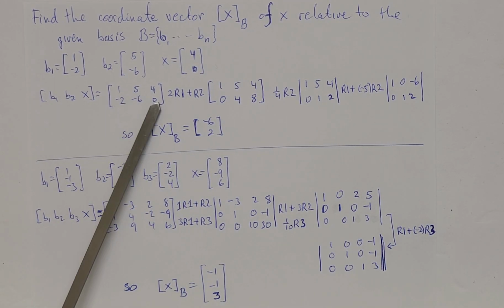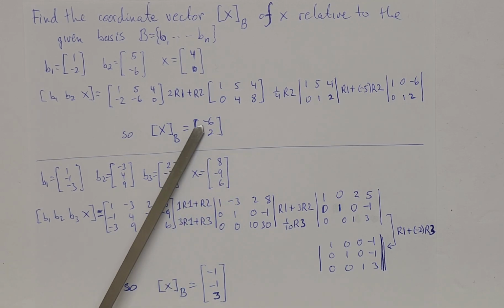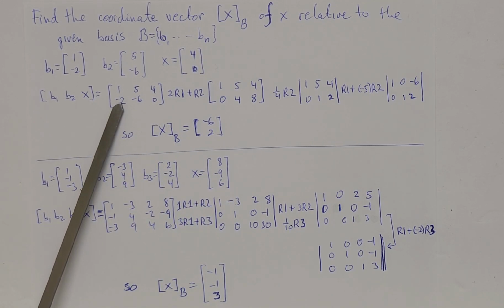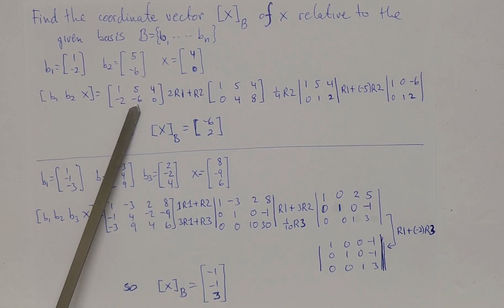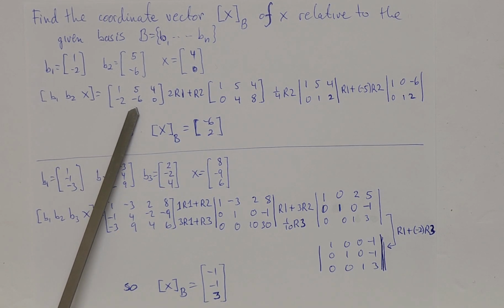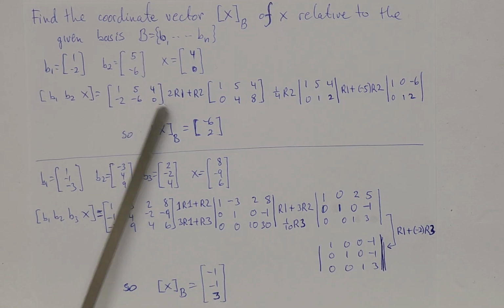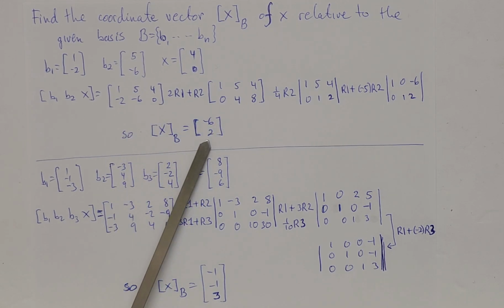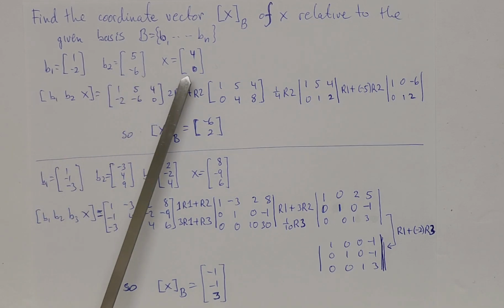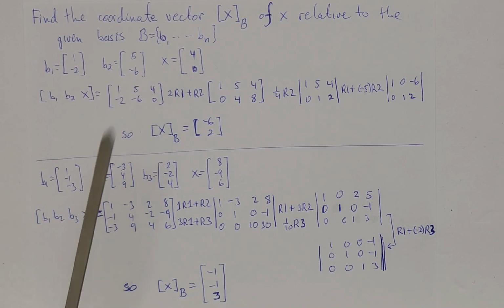So let's do the second row and see if it's true. -6 times -2 gives me +12. 2 times -6 is -12. +12 subtract 12 gives me 0. So this coordinate vector is the solution for basis 1, basis 2, and this x vector. Okay, so that is a 2 by 2.